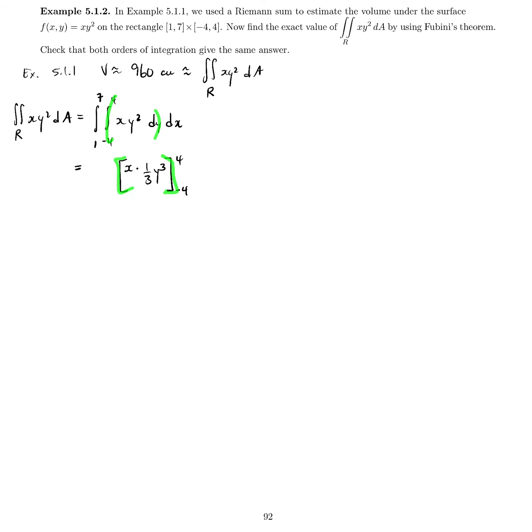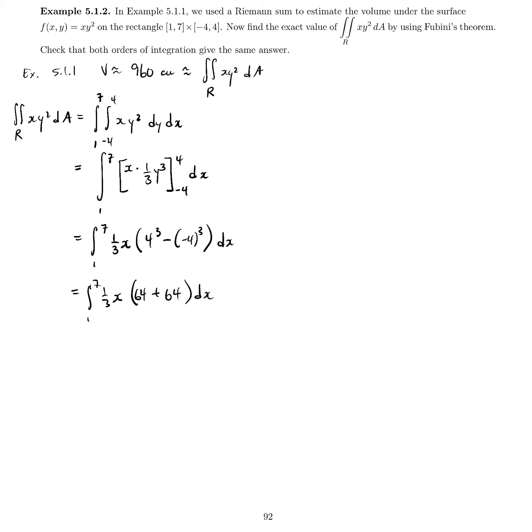That's this part here. The answer to this is going to be evaluated in the integral from 1 to 7 dx. So we'll recopy that outside integral, 1 to 7, and then we'll do FTC here, which means we'll plug in the 4, and the minus 4 will subtract, but we're plugging them into the y. The x is a constant as far as this integral is concerned. And so we'll pull out the constant 1/3 x, and we'll do 4 cubed minus minus 4 cubed, and then we have our dx. So this is going to leave, again, the integral from 1 to 7 of 1/3 x. 4 cubed is 64, minus minus, so plus another 64 dx, which is going to be the integral from 1 to 7 of 128 over 3 x dx.